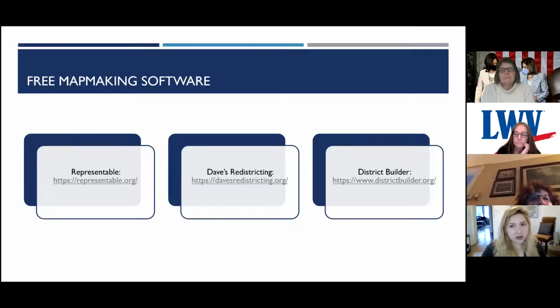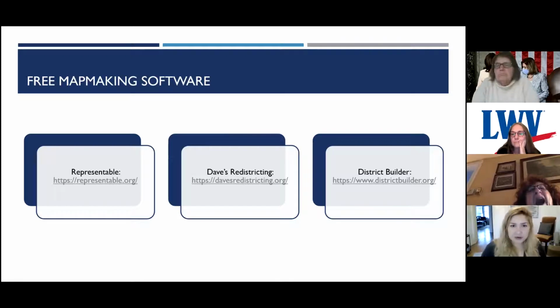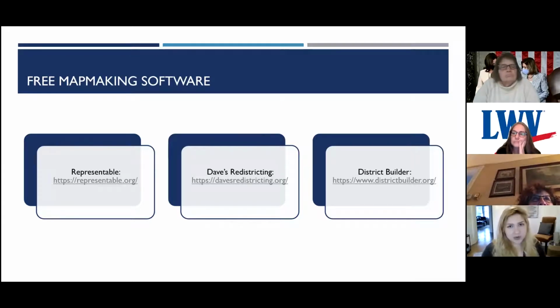District R is also very similar, a combination of the two, where it's community mapping, but it also has the component of digging more deeply. And they all play together. So you can upload maps from these different pieces of software to each other. So if you want to map your community of interest in Representable and then upload it into Dave's Redistricting, you can do that. And so you can see your community of interest overlaid, play with population counts.